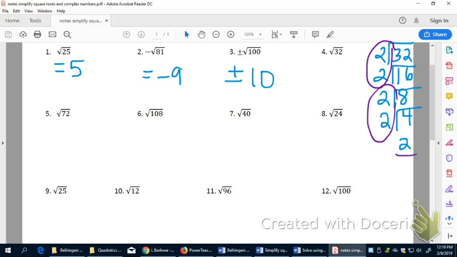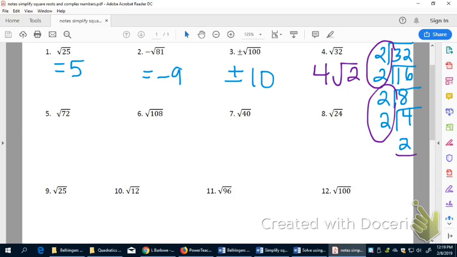Okay, whatever's circled goes on the outside of the square root, and whatever's not circled goes on the inside. And if you have more than one of each thing, you just take one of the pairs and multiply, and you take whatever's left over and multiply. So you're going to take 2 times 2 because you're going to take one of each pair. That goes on the outside. 2 times 2 is 4. There's a 2 left over, so 2 goes on the inside.